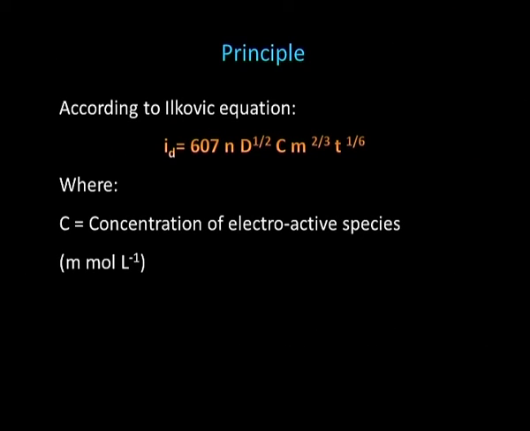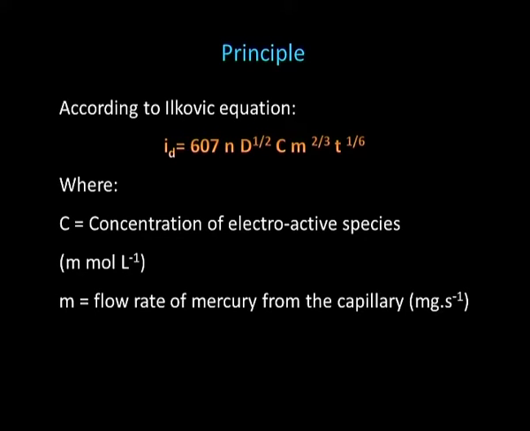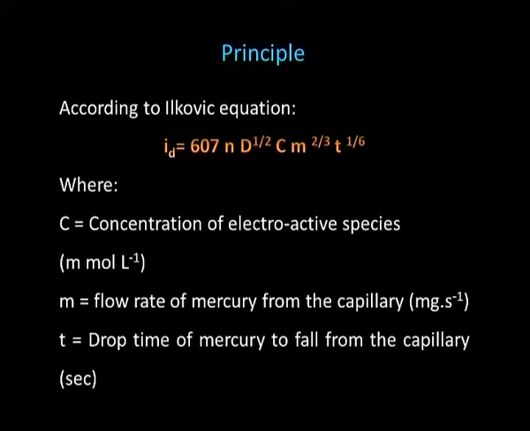C is the concentration of the electroactive species and it is measured in millimole per liter. m is the flow rate of mercury from the capillary, it is measured in milligram per second, and t is the drop time of mercury to fall from the capillary and it is measured in second.